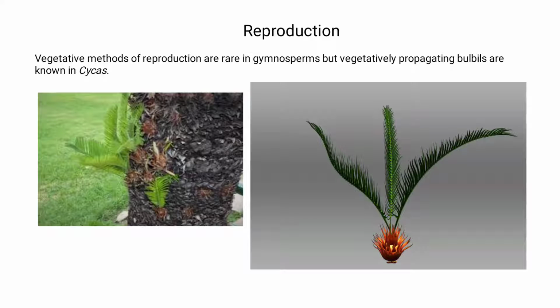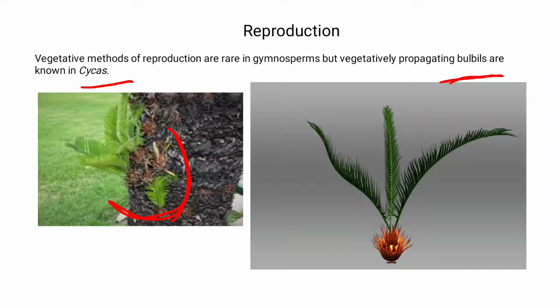This vegetative method is only seen in case of cycads. In other gymnosperms, it is not present. If you look at the stem of the cycas, usually in the lower region of the stem, in the bottom of the stem, you will find structures like this, and these structures are nothing but the bulbils. These bulbils are the vegetative reproductive structures which are present on the stem of the cycas.